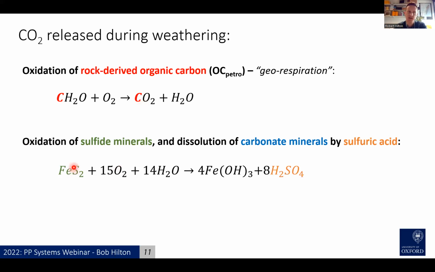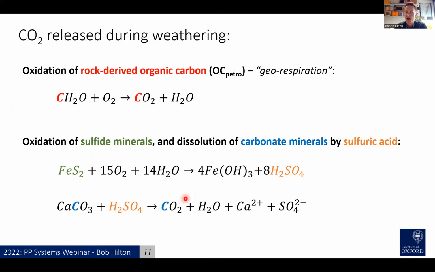Here, again, don't worry too much about this, but I just wanted to show it for completeness. Here's our iron sulfide mineral that we react with oxygen and water, and we make a new mineral, but we also make sulfuric acid. And this sulfuric acid can be used to dissolve this mineral here, which contains carbon. And this carbon, again, has been stored for millions of years and now is being released as CO2 into the atmosphere or water column. We also get some other things out of this reaction. But these are the two main sources that we might expect to find.